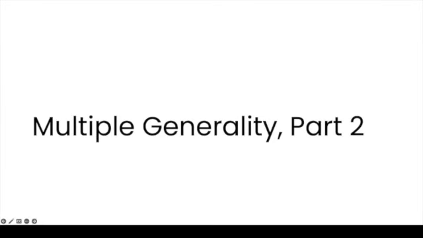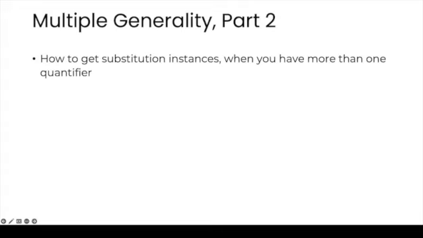Hello. Let's talk more about sentences with more than one quantifier. In our previous lesson, we encountered a modified definition of a substitution instance. Now we're going to practice how to get substitution instances. This is a skill that is very important for evaluating the truth of quantified sentences, and therefore for determining whether they are logically true or contradictory, and whether the arguments in which they occur are valid.